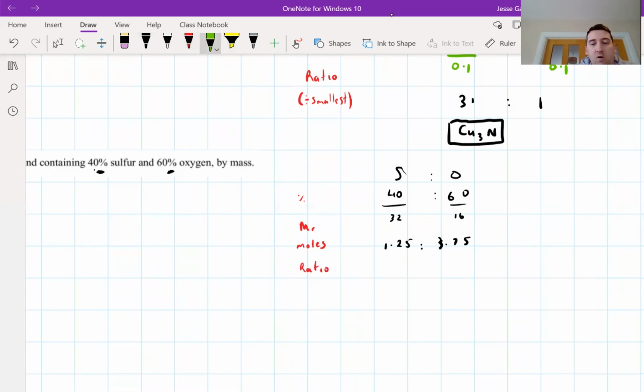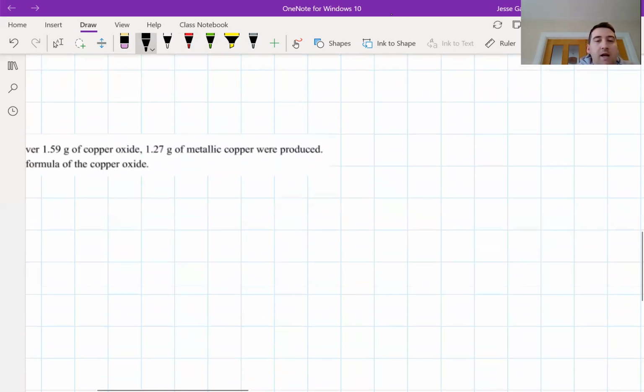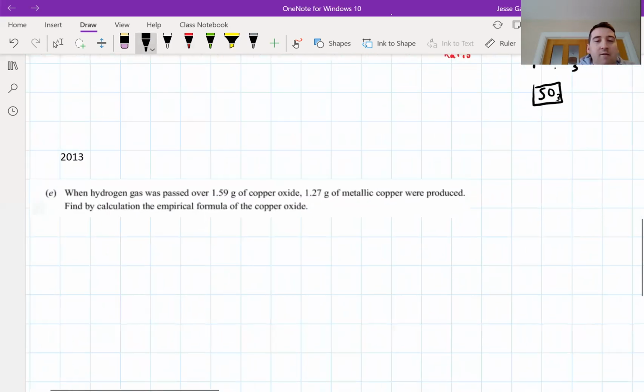Okay, so to get the ratio, the rule is you divide by the smallest. So in green, the smallest is 1.25. So divide that by 1.25, divide that by 1.25. And what you're going to get is 1 is to 3. So empirical formula, write it down, box it. 1 S to every 3 O's. That's the empirical formula, SO3.